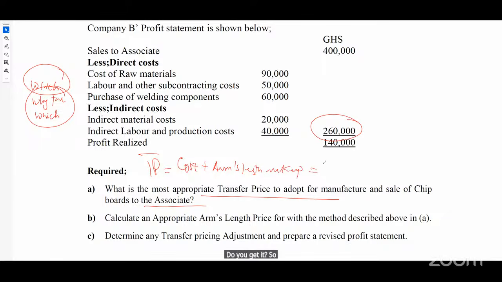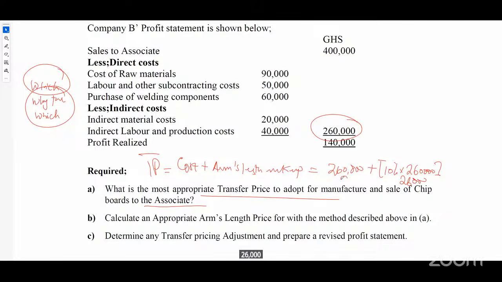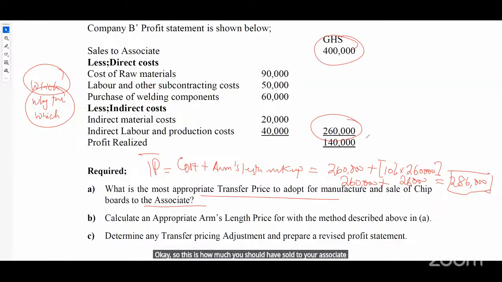So in that case, the total direct and indirect cost was 260,000. Then we add what was the arm's length markup that the independent party was charging? 10%. So we do 10% on the 260,000, and that gives us 26,000. So our transfer price becomes 260 plus 26, which is 286,000. So this is how much you should have sold to your associate, but you sold it at 400.